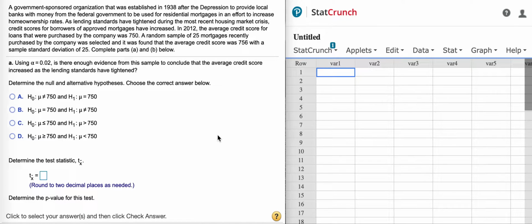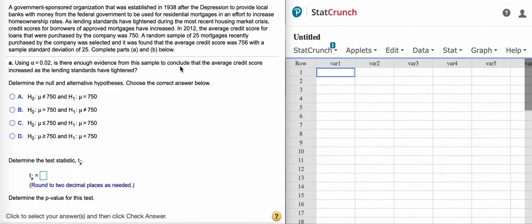As lending standards have tightened during the most recent housing market crisis, credit scores for borrowers of approved mortgages have increased. In 2012, the average credit score for loans that were purchased by the company was 750. A random sample of 25 mortgages recently purchased by the company was selected, and it was found that the average credit score was 756 with a sample standard deviation of 25.